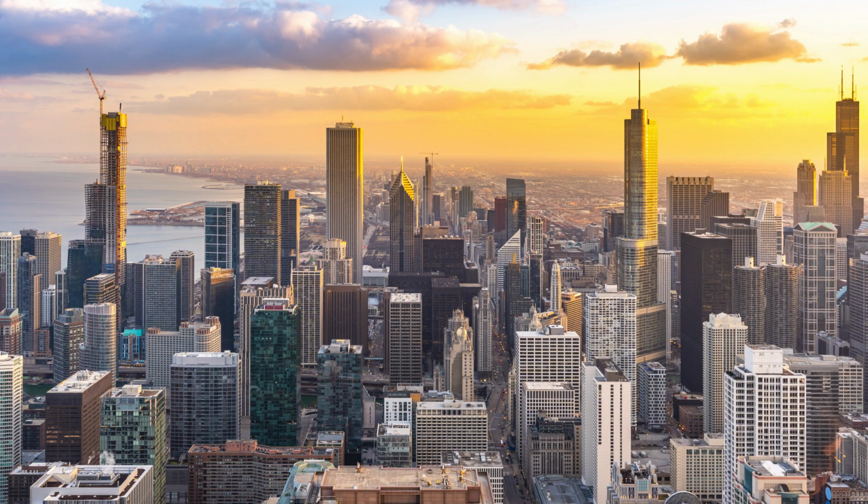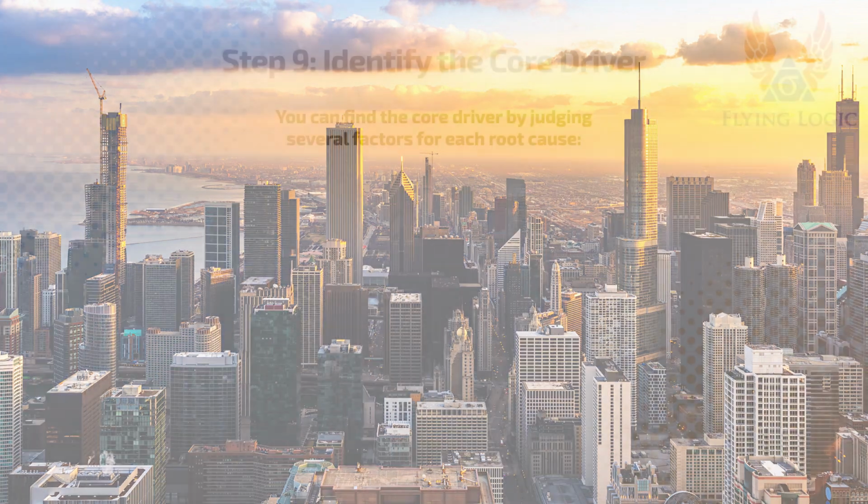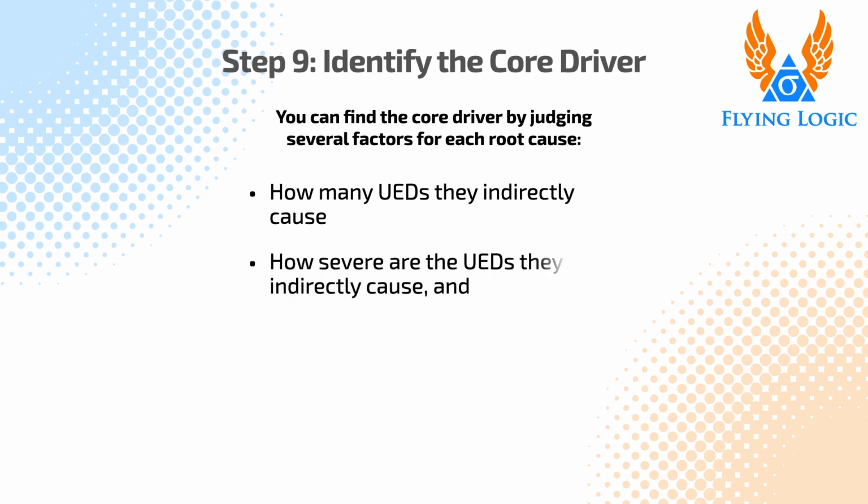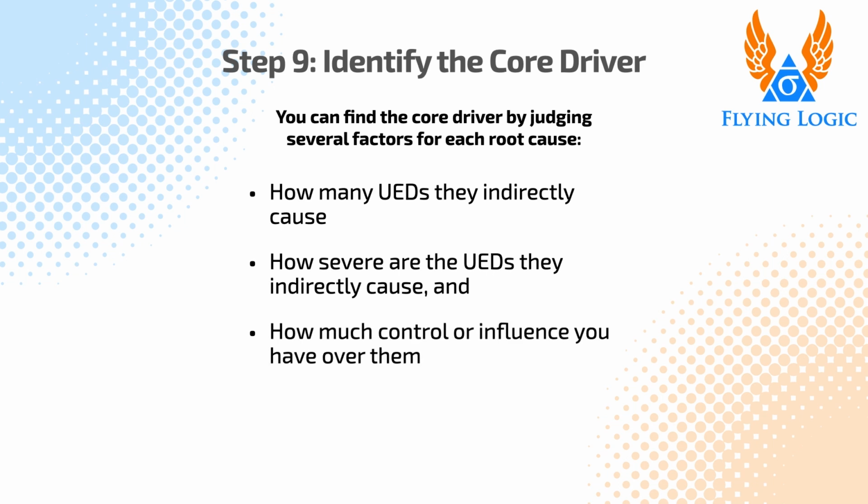The time has come to identify the single cause that has the most influence over the most critical undesirable effects in your current reality tree. This single cause is the core driver, also called the constraint or the bottleneck, the cause that must be eliminated or managed in order to break through the boundaries that hold your system back. Although your current reality tree may contain several root causes, all of which may eventually need attention, you can find the core driver by judging several factors for each root cause: how many undesirable effects they indirectly cause, how severe the undesirable effects they indirectly cause are, and how much control or influence you have over them.